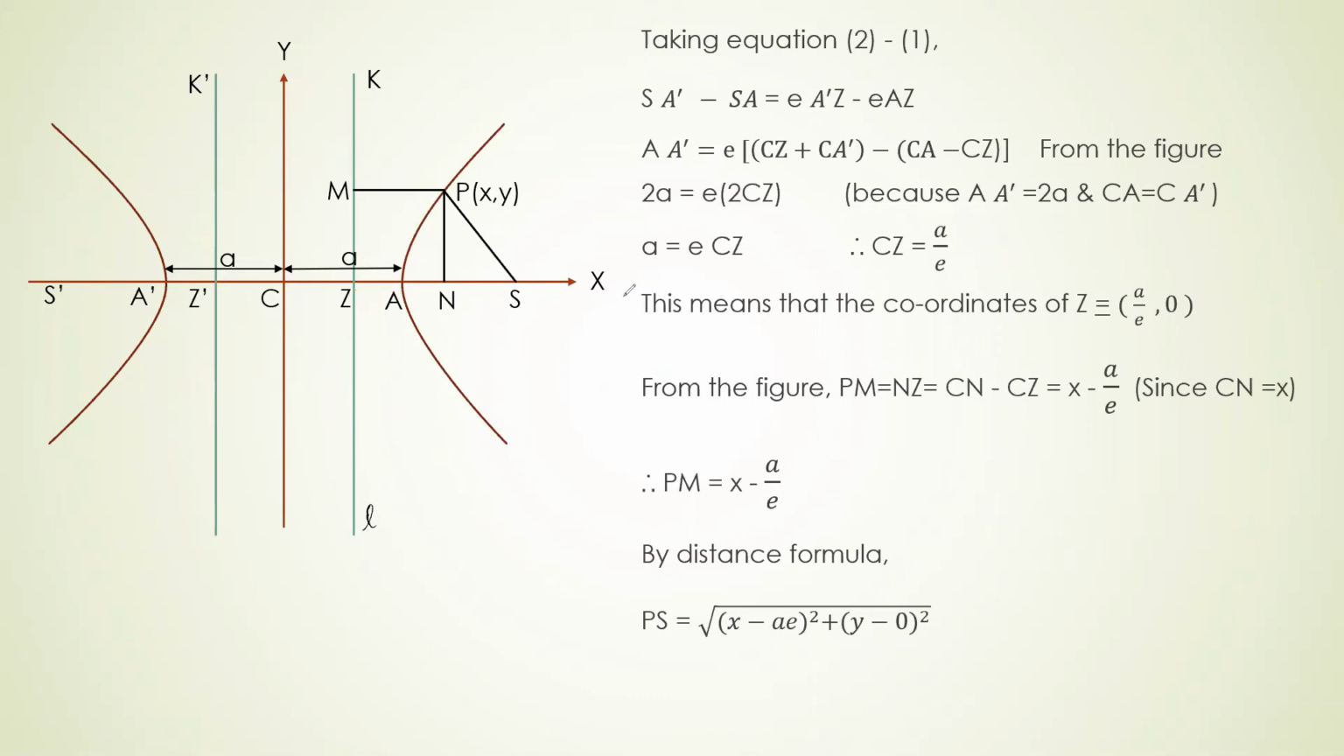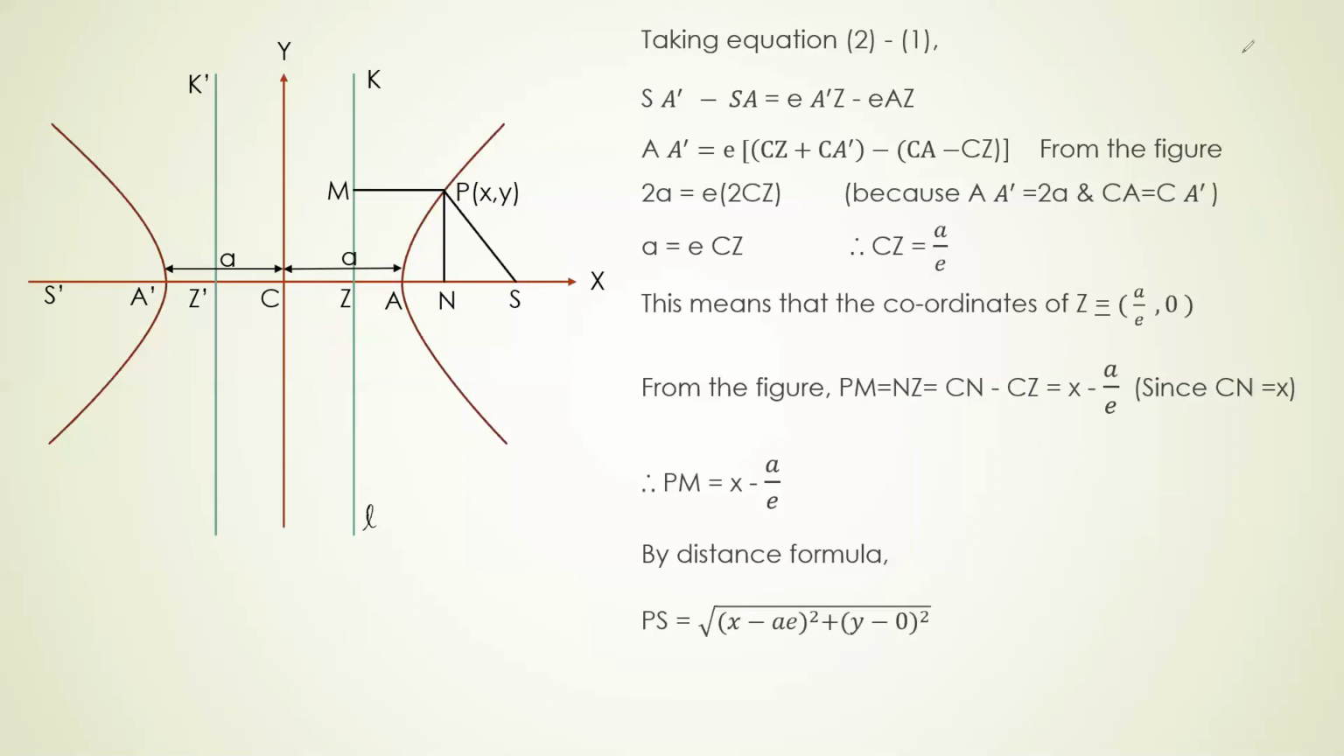From the figure, this PM value is equal to NZ value. Both are same because it has formed a rectangular shape here. Then NZ, I can write it as CN minus CZ. If I remove this part, whatever part is left out is NZ. So NZ is equal to CN minus CZ.